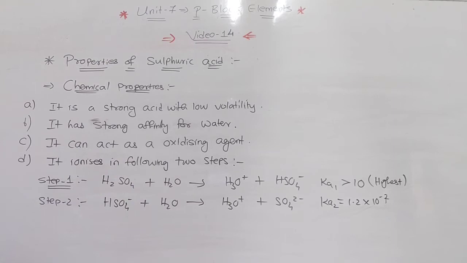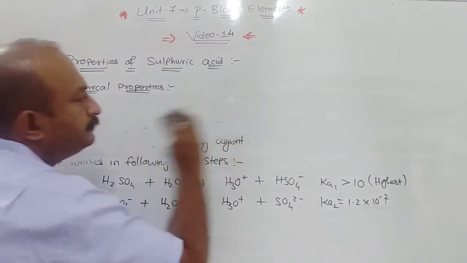Now, due to the presence of two ionizable hydrogens, it can form two types of salt. I think in your textbook it is given on page number 196. I will write this down, you can just drop this part, so it will be easier for you.